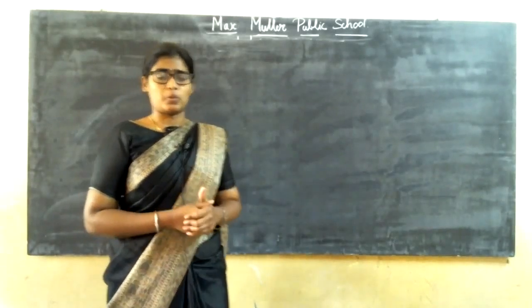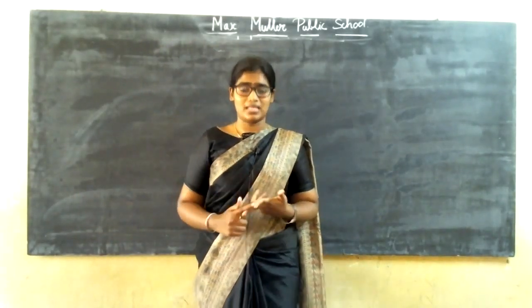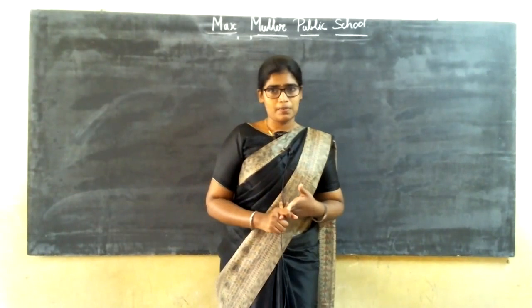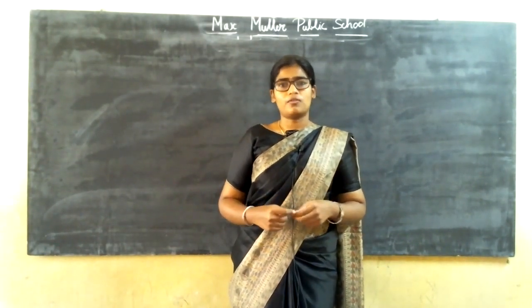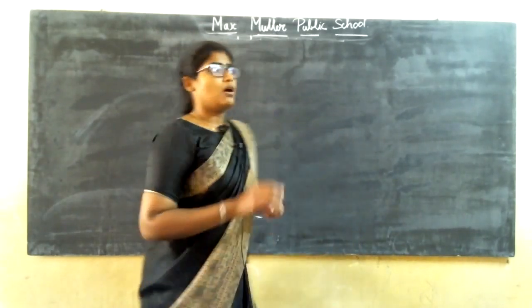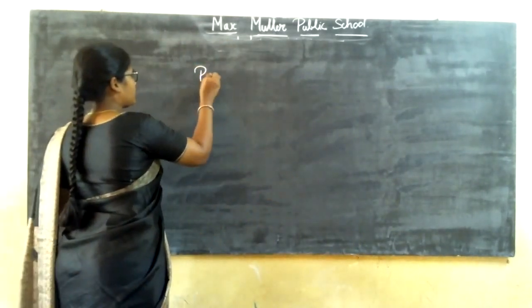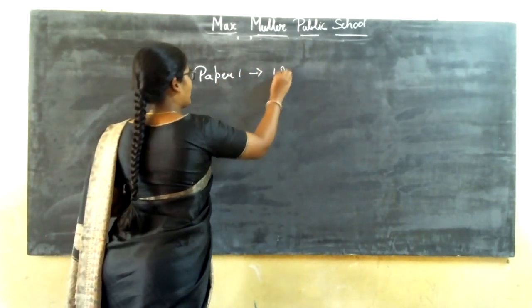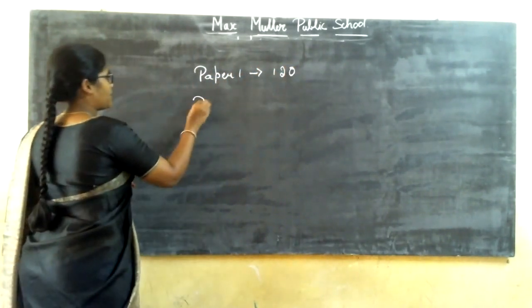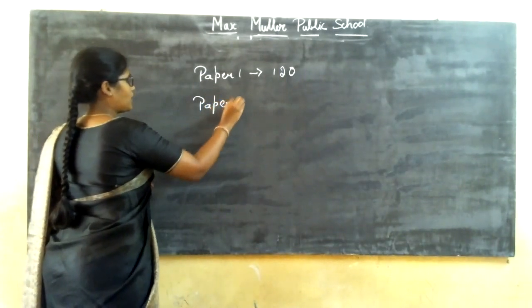Language paper, that is language 1, 2 and 3, will be of one paper, and the core subjects maths, science, social will be of another paper. In total, paper 1 will be for 120 marks and paper 2 will also be for 120 marks.